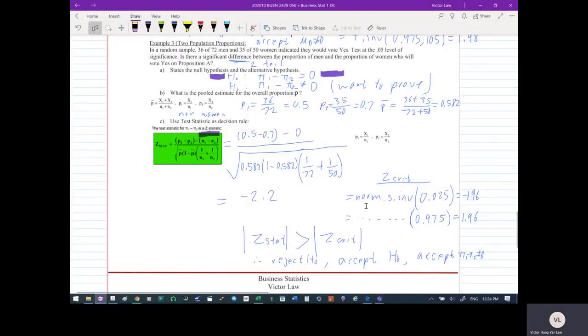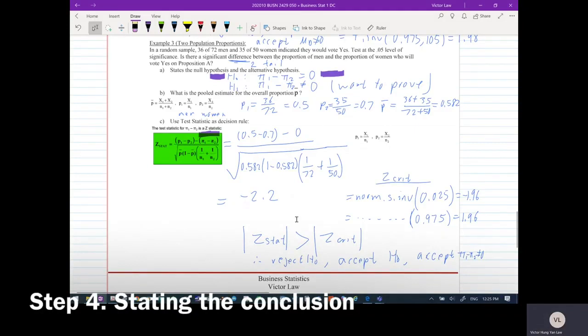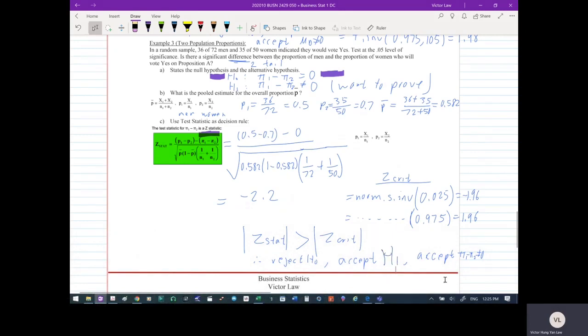So when we calculate the norm.s.inv formula to calculate the critical value, we use 0.025, we get negative 1.96, and then we do it one more time, 0.975 for the norm.s.inv, we get a positive 1.96. So we have 2 critical values because we have 2 tails. Then we compare again, 4th step, we compare statistics with critical. We know that the absolute value of the statistic is greater than critical. So therefore, we can reject H0, we can accept H1, and we can accept that pi1 minus pi2 does not equal 0.